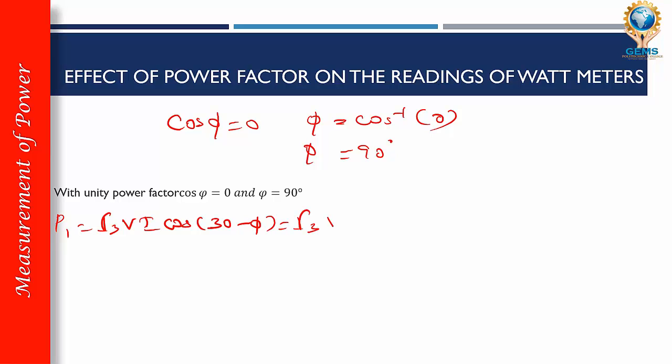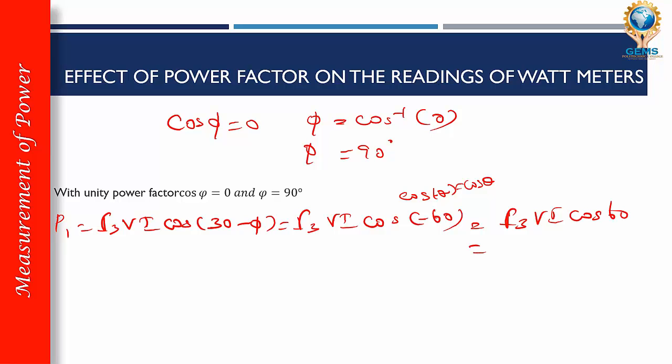So root 3 Vi cos 30 minus 90 will be minus 60. Again we know cos minus theta is cos theta. It's a trigonometric rule. So it is nothing but root 3 Vi cos 60. What is cos 60? It is nothing but 1 by 2. So root 3 Vi into 1 by 2 is nothing but root 3 by 2 into Vi. So this is P1.